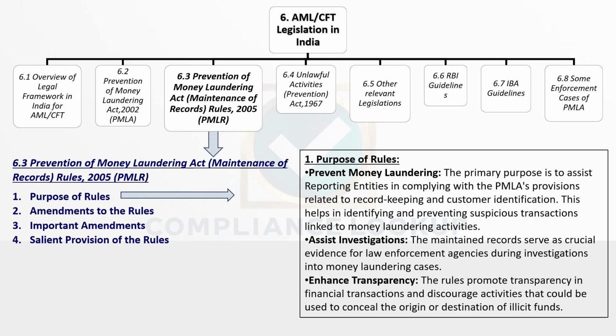Enhance transparency. The rules promote transparency in financial dealings by requiring businesses to keep records of their transactions and customer details. This makes it harder for people to hide or transfer illicit money without getting noticed. Example: a company making large wire transfers overseas must report these transactions, reducing the chance of money being transferred for illegal purposes like drug trafficking or tax evasion.